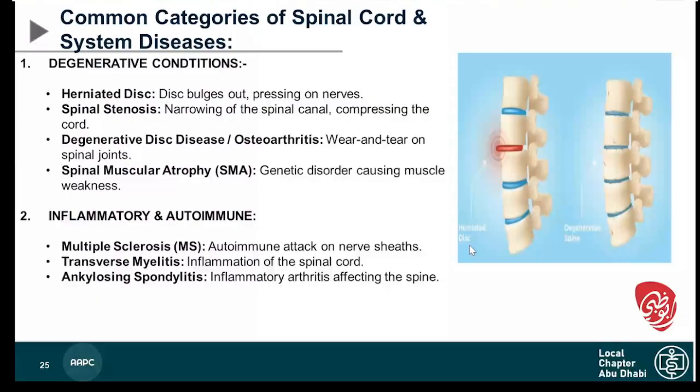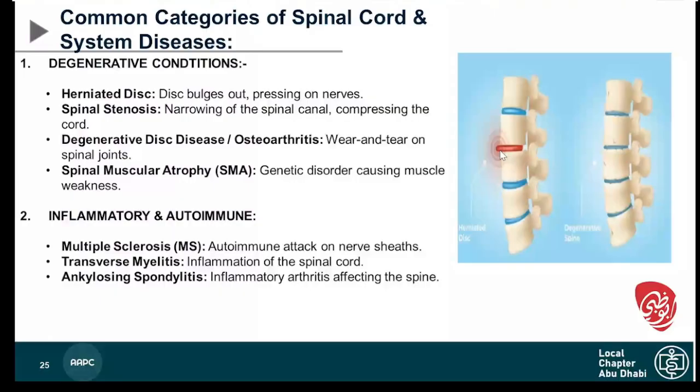Herniated disc, which means we can see the picture here, the diagram. This disc bulges out. Herniation means the disc bulges out and it will cause compression on nerves, pressing on nerves. These nerves become compressed, and it will cause pain to the patient. Okay, that is herniated disc.